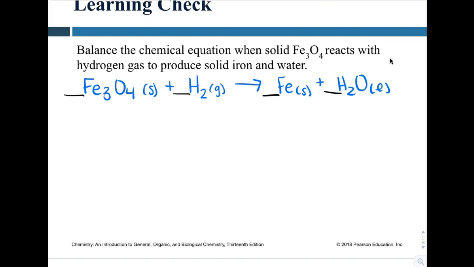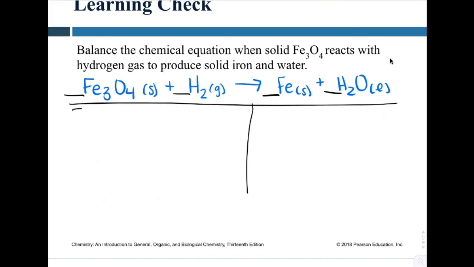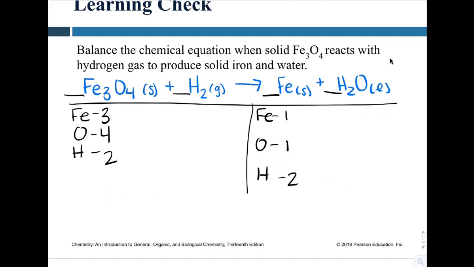So I need to balance this now. So I will make my T-chart. I have iron, I have oxygen, I have hydrogen. Copy, paste my list from left to right. And I'm going to take my inventory. I have 3 irons, 4 oxygens, and 2 hydrogens. I have 1 iron, 1 oxygen, and 2 hydrogens.